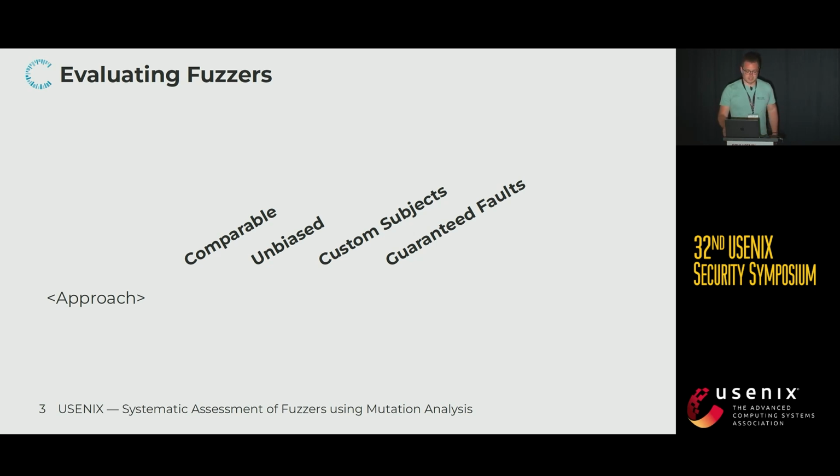Also, it would be great if you can use custom subjects. So if you have a fuzzer for TLS libraries, you can just use TLS libraries to evaluate your fuzzer. And it would also be great if you have a complete list of faults that you can use and that you can check off.